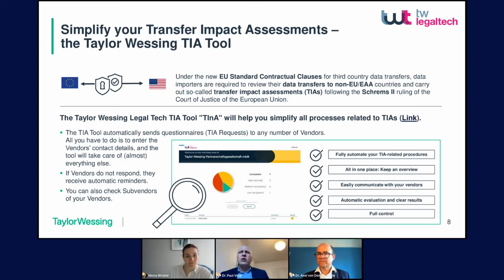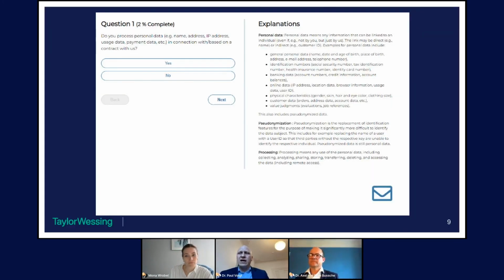you include all the information on the data importers that you have. So you just upload an Excel sheet with all the information, and they will all receive an automated link to a respective questionnaire that they are asked to fill out. And if they don't respond to it, they will receive a reminder. And if they don't respond to it, they will receive another reminder. So everything is managed automatically via the tool without you having to take any actions.